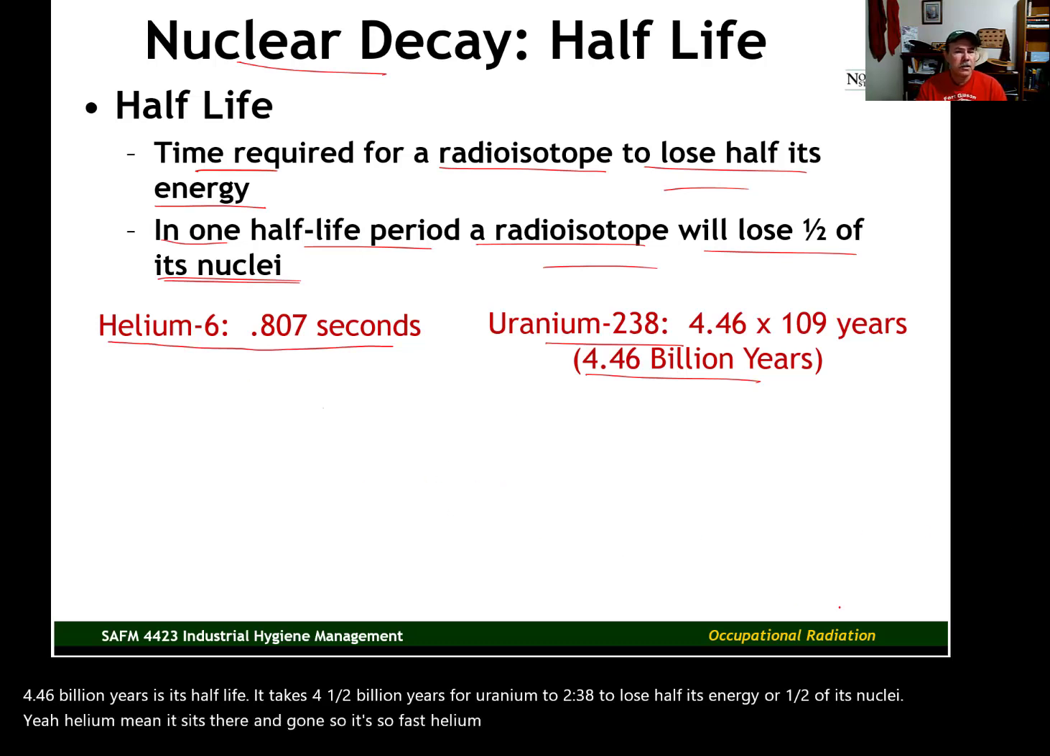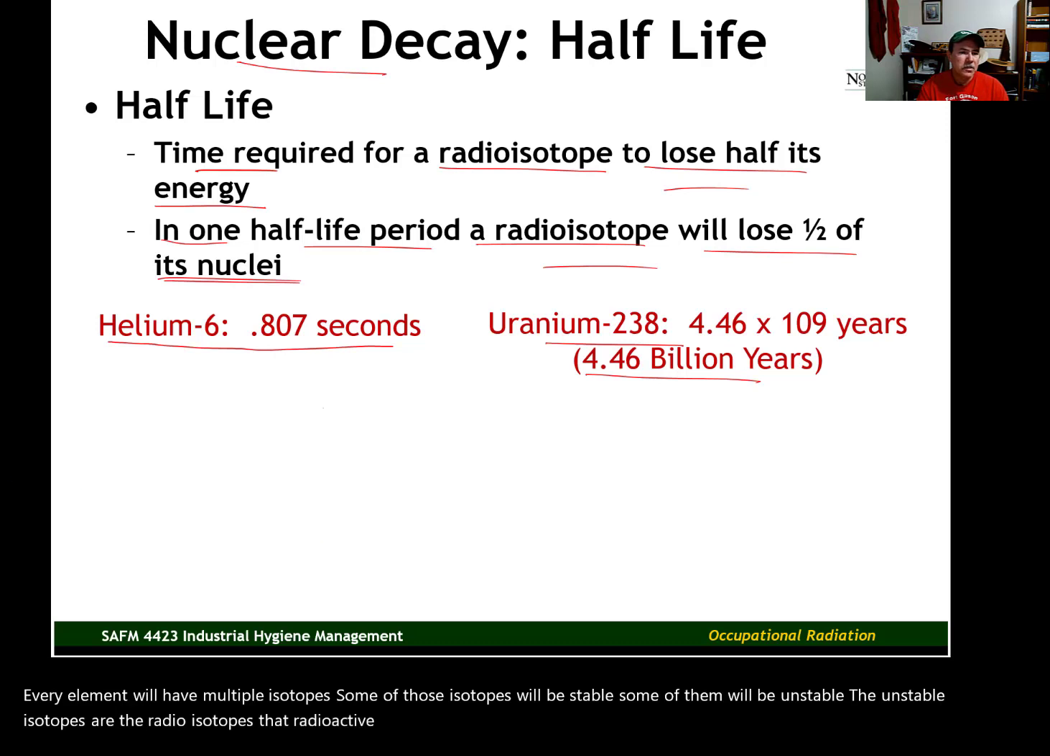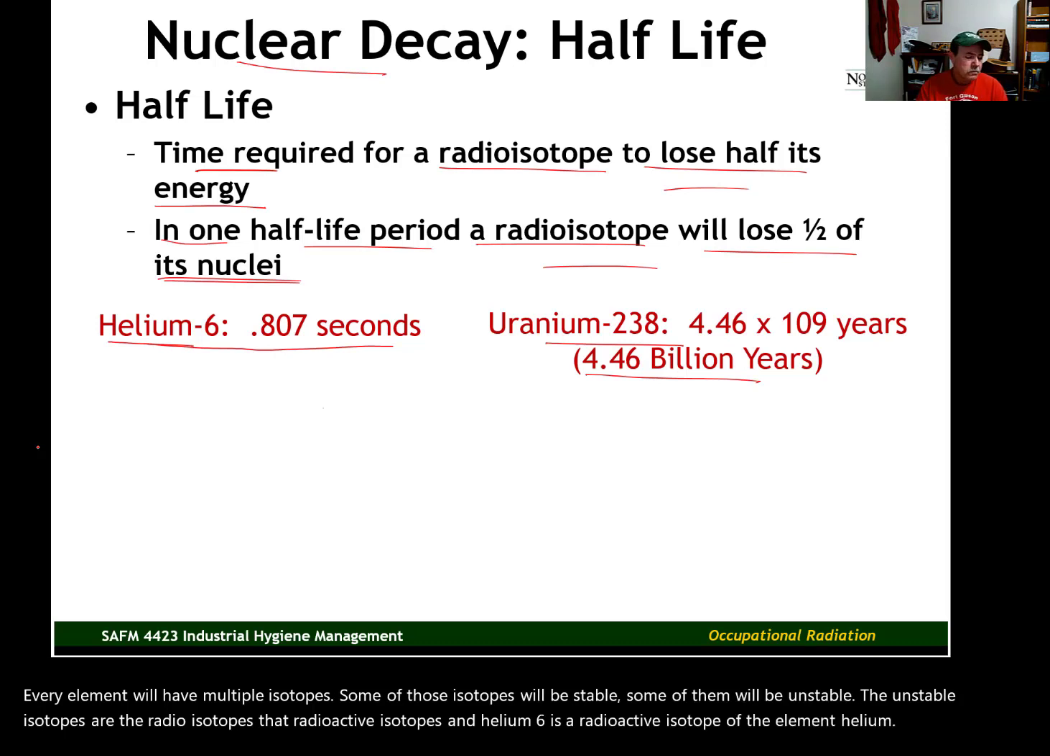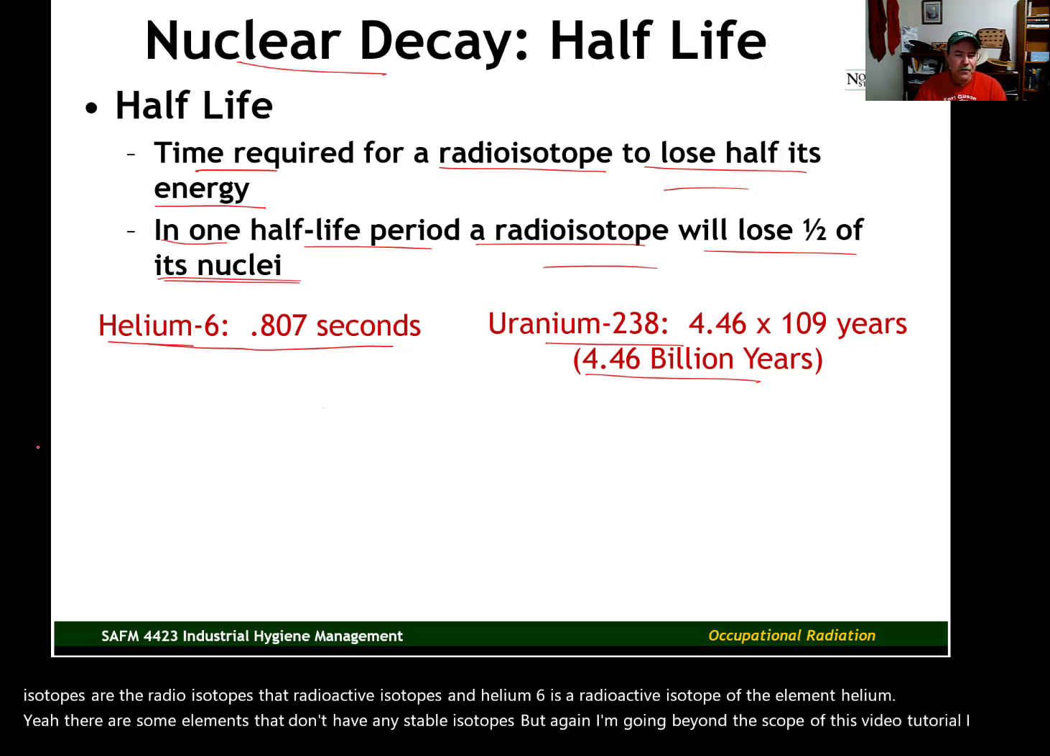One thing I will go ahead and mention about radioisotopes: every element will have multiple isotopes. Some of those isotopes will be stable. Some of them will be unstable. The unstable isotopes are the radioisotopes, the radioactive isotopes. And helium-6 is a radioactive isotope of the element helium. There are some elements that don't have any stable isotopes. But again, I'm going beyond the scope of this video tutorial. I gotta cut it out or we'll never get through this.